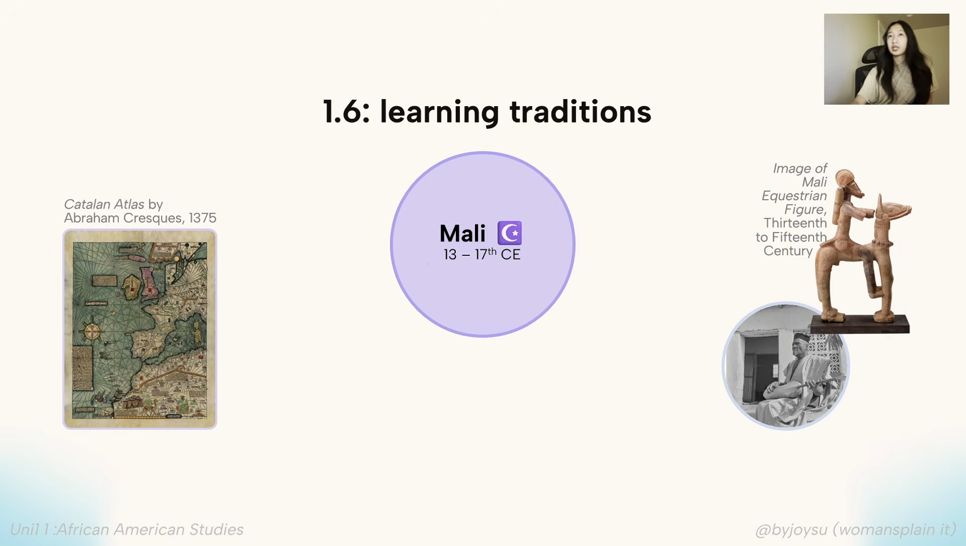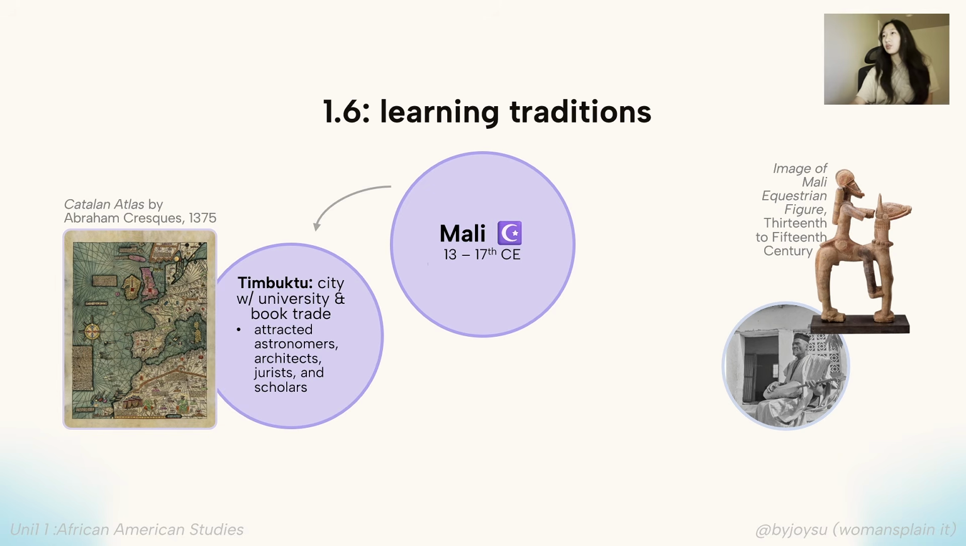This is where we get to 1.6. We've been giving a lot of overviews of empires. This wants to talk a little bit about what life was actually about. All right, so learning was really important in early West African societies. One massive city in Mali was called Timbuktu, and it had a university and a thriving book trade. So this was attracting astronomers, mathematicians, jurists from all over Europe.